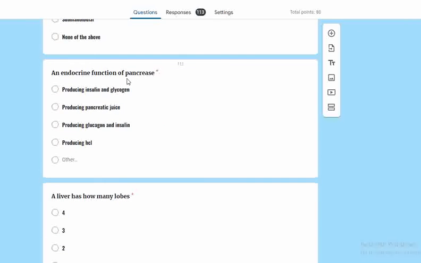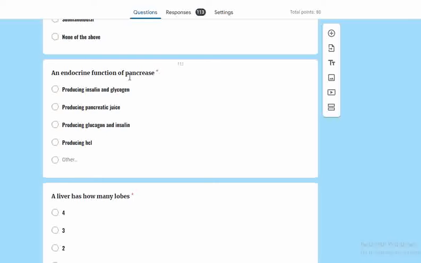An endocrine function of the pancreas. The pancreas is an organ which serves as both exocrine and endocrine. The endocrine function entails the islets of Langerhans, the endocrine component, which secretes insulin and glucagon. Each of these is very important and significant in maintaining and regulating blood sugar. Let's look at the answers here. The main thing is to check whether the endocrine option has to do with insulin and glucagon.